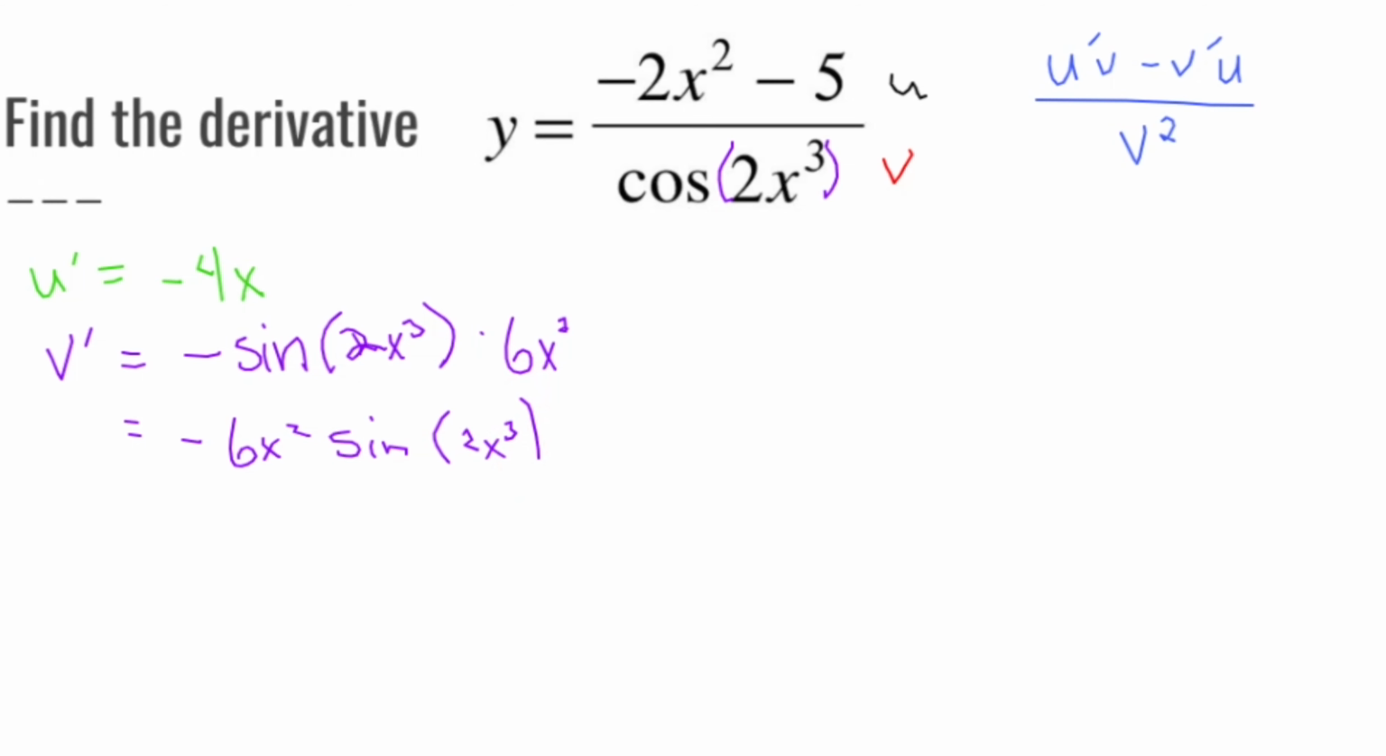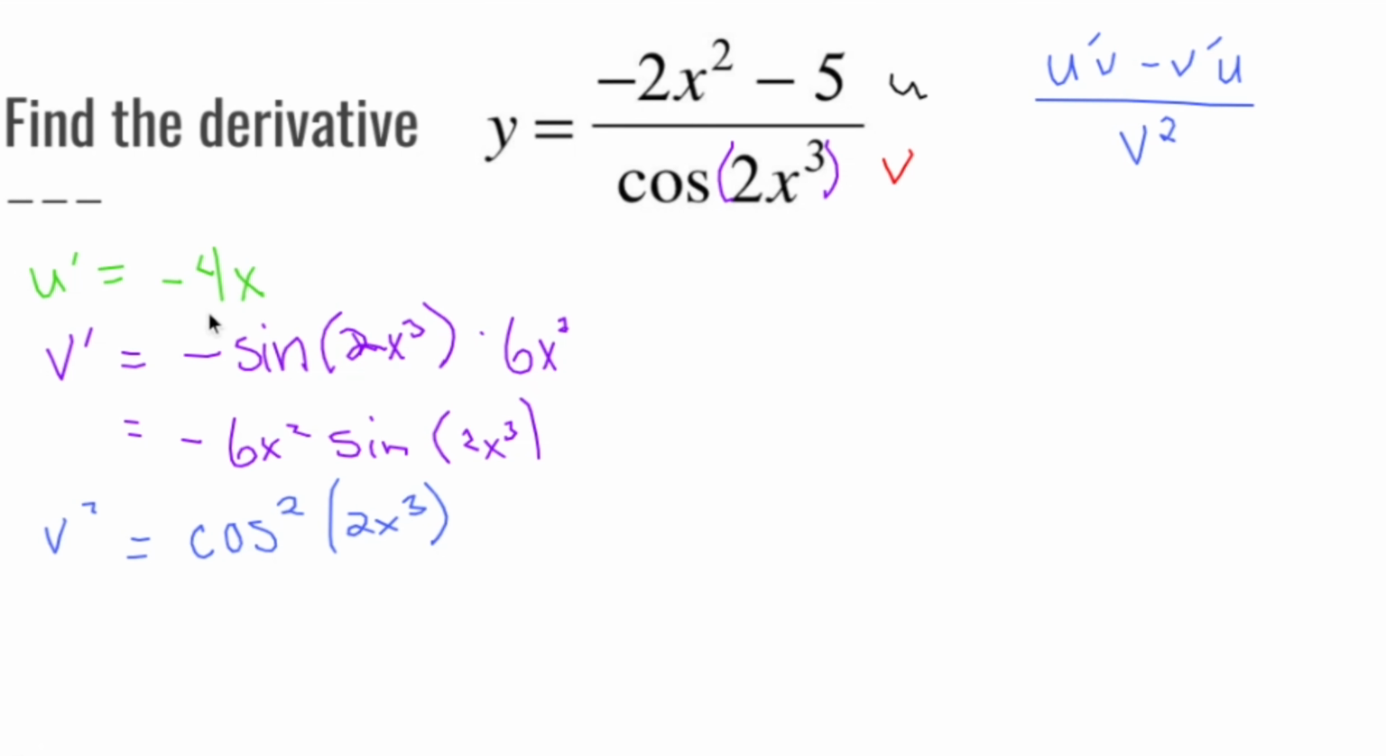Now v squared, and I'll make that blue, I haven't used blue yet, except for over there. V squared is just, don't overthink it. When you have a cosine and you square it, you only square the cosine part. So v squared is going to be cosine squared of 2x to the third. That's it. Okay, so let's put it all together.